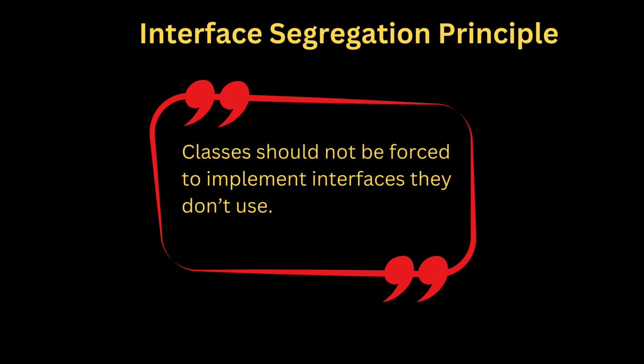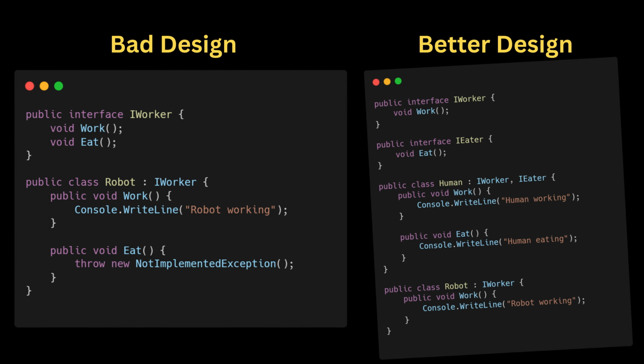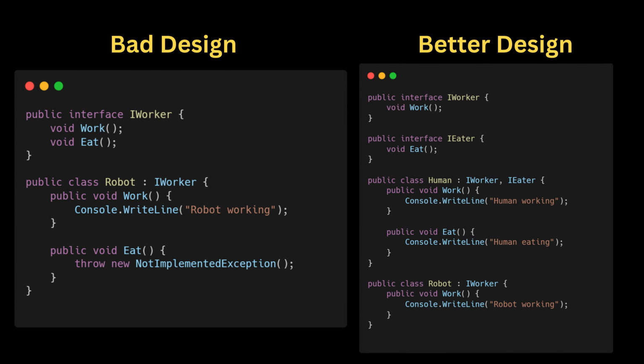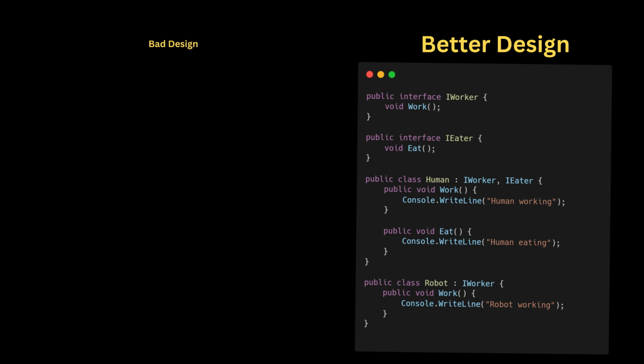Interface segregation principle. Classes should not be forced to implement interfaces they don't use. Avoid creating large interfaces with methods that may not apply to all implementing classes. In the bad design, the principle was broken because the robot class had to inherit the eat function, which it is not capable of. But in the better design, work and eat functions are introduced in separate interfaces, and this allows the classes to implement the necessary interfaces.